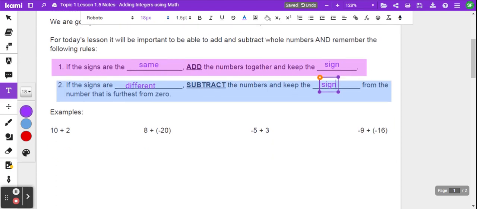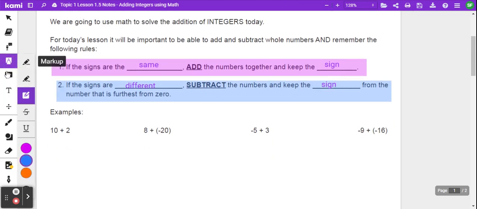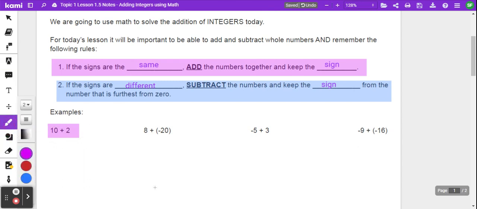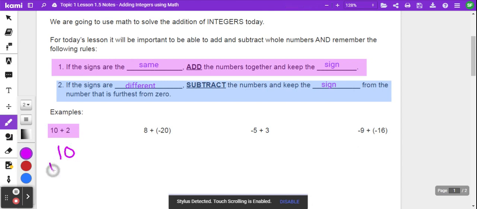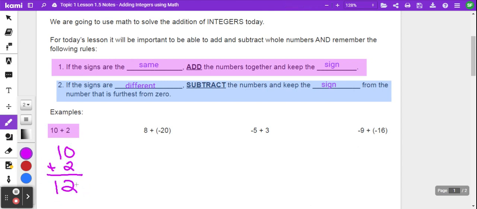So if we go down and look at our examples, 10 plus 2. When I read that, I can understand that both of those are positive numbers, so those numbers have the same sign, so I'm just going to add them. And 10 plus 2, of course, we know is 12. And since they're both positive, we're going to keep the final answer 12 as positive.